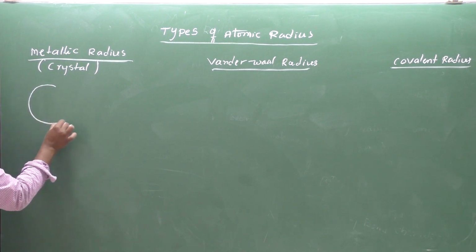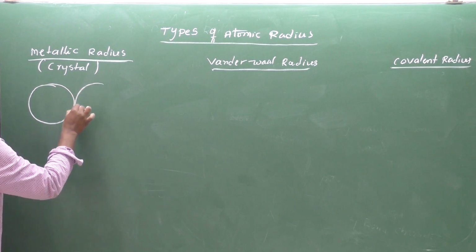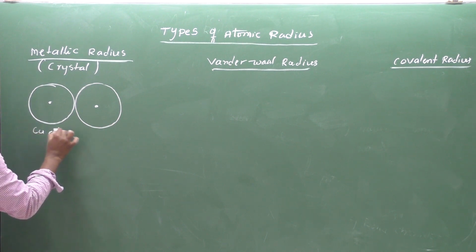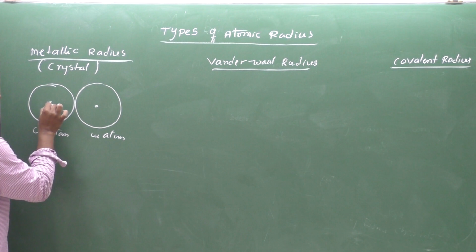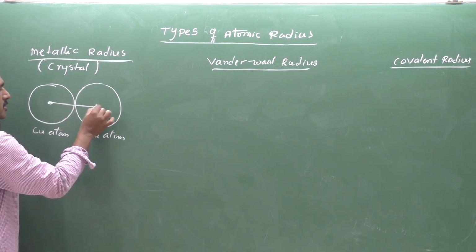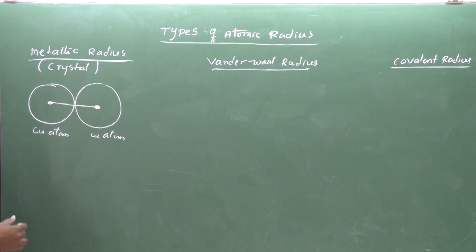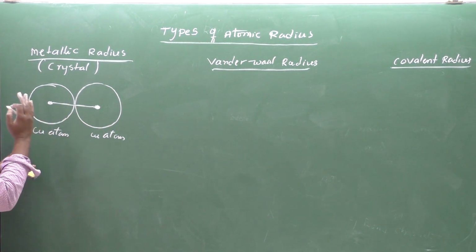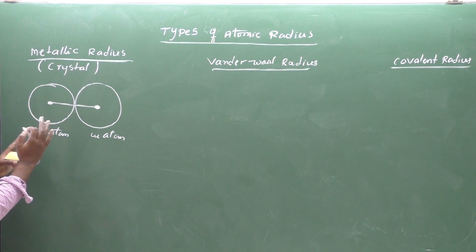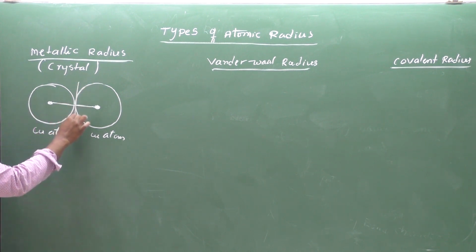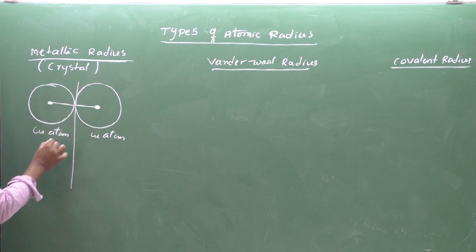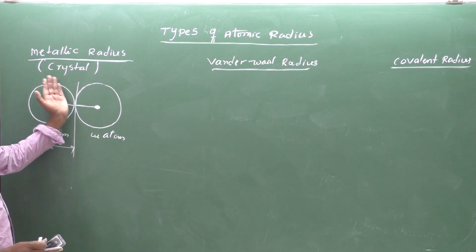Here, this is a copper atom, a metal atom. It is also one more copper atom. The distance from the nuclear center to the other atom's center is called internuclear distance. Half of the internuclear distance between two atoms in a metal crystal is called metallic radius. So from here to here is the internuclear distance, and half of it is called the metallic radius of the metal atom.